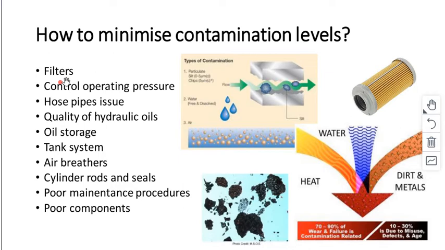So we've got filters. We control the operating pressure. There may be hose pipe issues as well. If you change your hose pipes regularly, every time you connect a hose pipe from one pump to another, or like in agricultural systems, when you hook something up to your tractor and then hook something else up, you may have to change the hydraulic hose pipes. Every time you plug them in, there's a chance of contamination getting into the oil, especially in dirty environments.